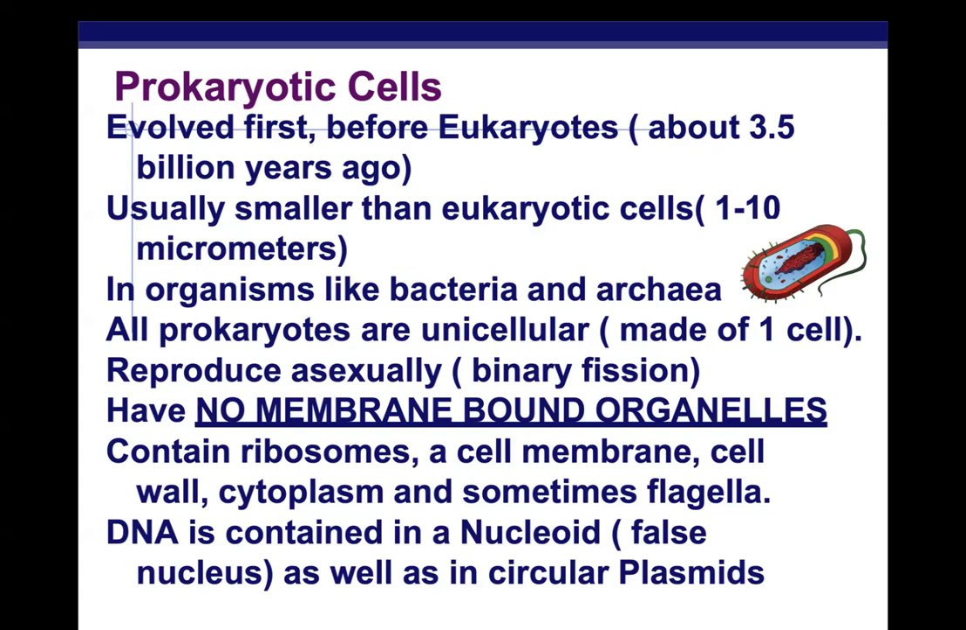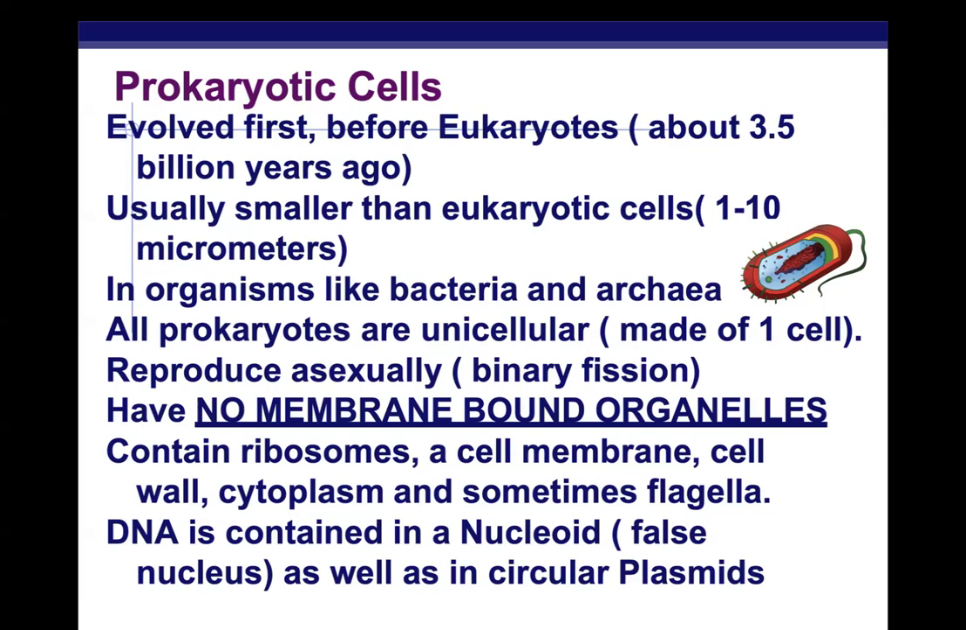Now, all prokaryotic cells are unicellular, which means every single prokaryotic organism is only one cell big. As far as we know, there are no multicellular prokaryotes, and we'll talk a little bit about probably why that is when we talk about compartmentalization. All prokaryotes reproduce asexually, so they basically make clones of themselves. And very importantly, they have no membrane-bound organelles. So they don't have things like a nucleus.